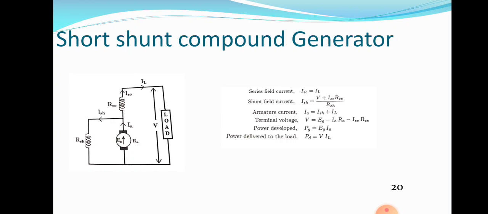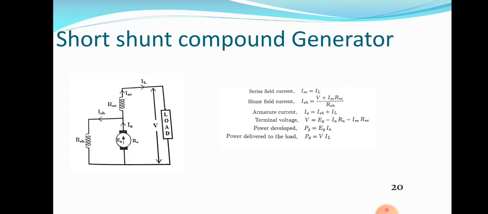Please understand, the series field is not simply in series with the armature alone. Armature and shunt field are in parallel. That combination is connected in series with our series field and load. So IA is not equal to ISC. Before the current enters the series field, IA is split into two. A part of the armature current flows through the shunt field, represented as ISH, and the rest flows through the series field. Therefore, we can write IA is equal to ISH plus ISC, or IA is equal to ISH plus IL, because ISC is equal to IL.